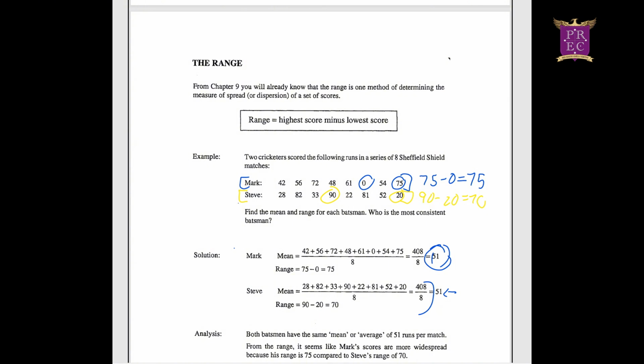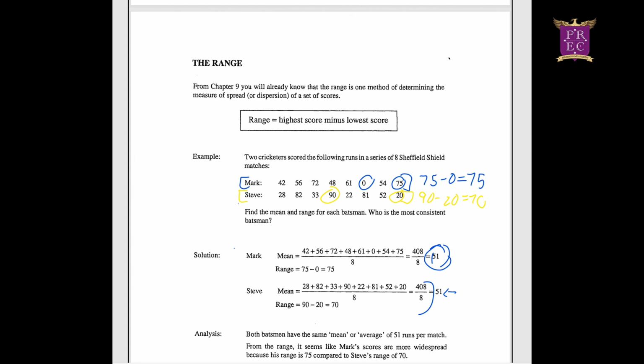So the means are the same and the range differs a little bit, but we still can't say who's more consistent. We can see who's more consistent by looking at the individual scores, but sometimes when you're dealing with a large number of sets or sets with a lot of scores, it's easy to not go through every single individual score to identify whether one is more consistent than the other. Over here, we can go through the individual scores because there are only 8 scores here. And obviously tell that Mark is more consistent than Steve.